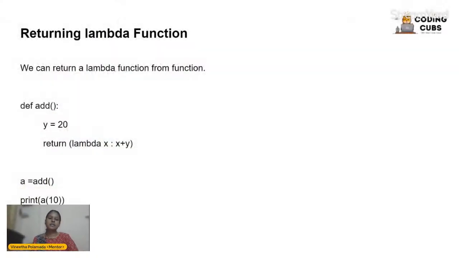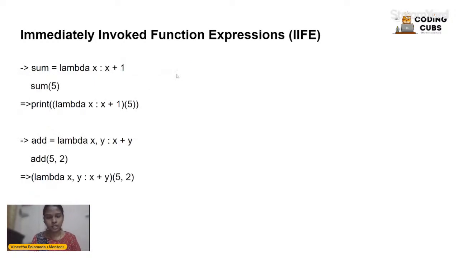So the answer in this case would be 30. It will return you 10 plus 20. Y value is given here, and I'm passing 10 here. So 10 plus 20 would be 30. So that would be the output.